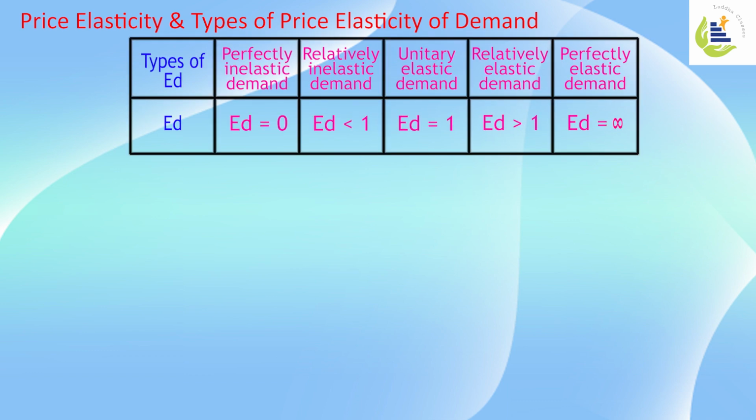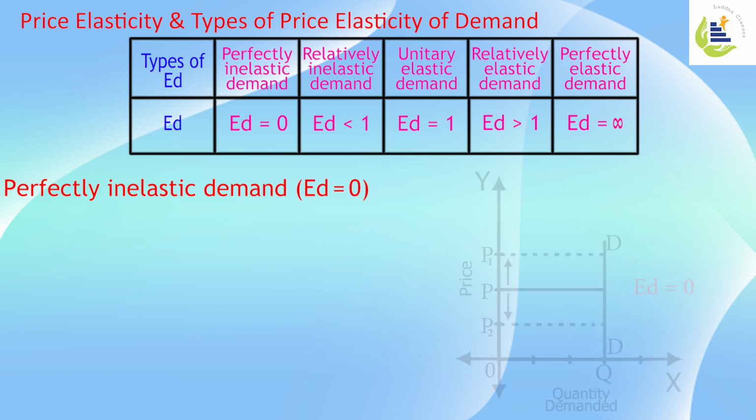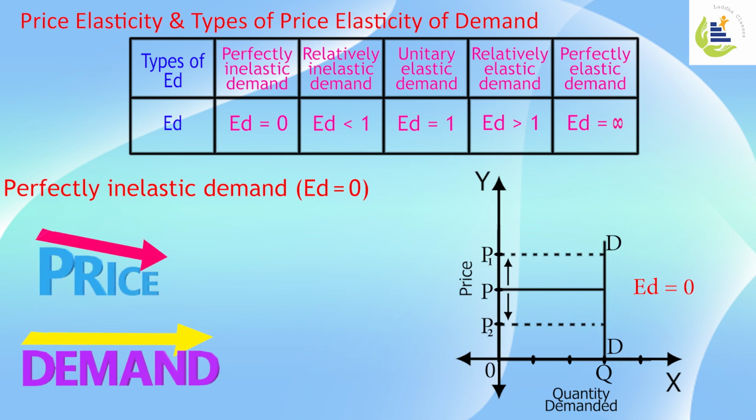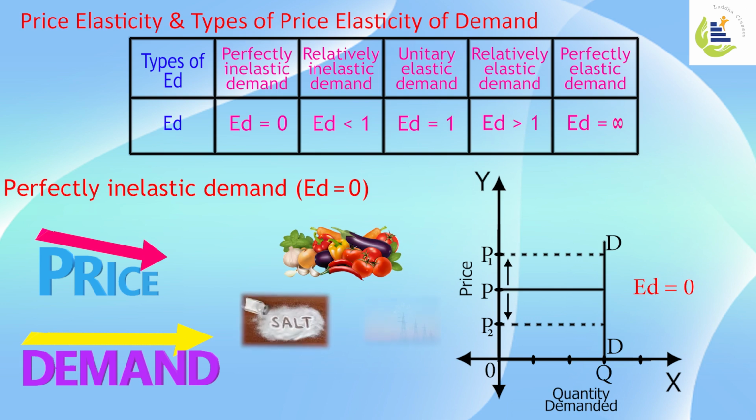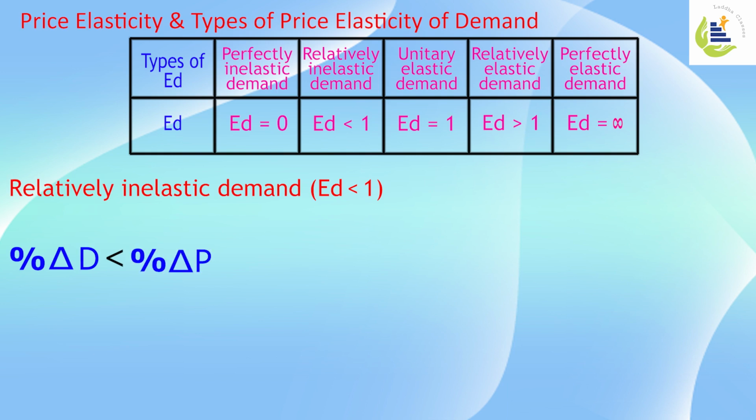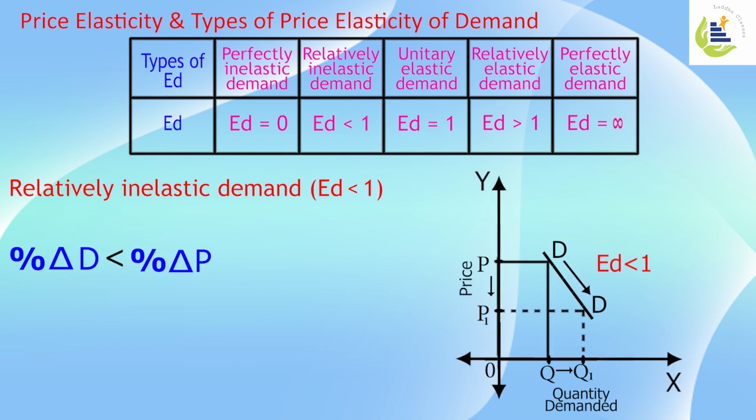When elasticity of demand is 0, we call it perfectly inelastic demand. We get a straight graph where there is no change in demand, even if there is a change in prices. This typically happens with necessary goods, with examples like salt and electricity. Relatively inelastic demand is where the percentage change in demand is lesser than the percentage change in price. So even at a higher percentage change in price, the demand changes less. The graph is steeper.